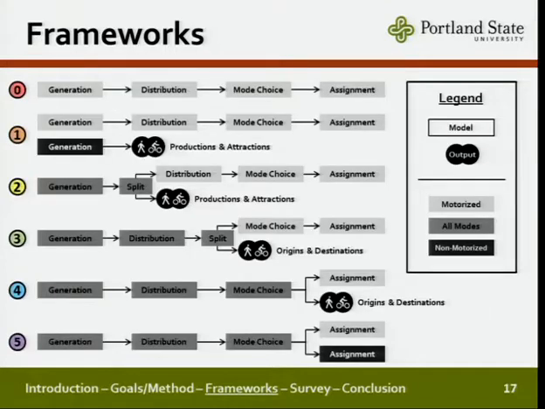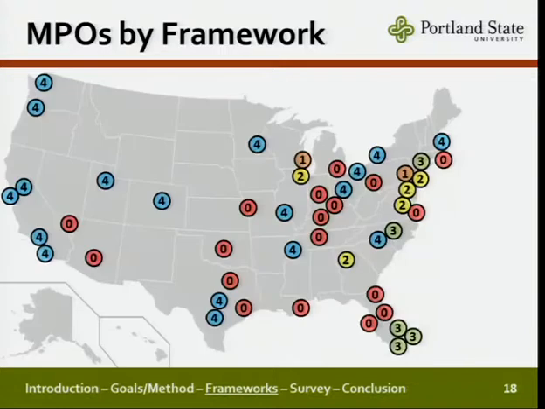So this is just a graph showing all of the different frameworks that I mentioned. We have Framework 0 at the top, all motorized travel. Framework 1, where it's a parallel process. 2 and 3, where there's a split before or after trip distribution. Framework 4, where it's within mode choice. And then Framework 5, where we're actually assigning pedestrian trips to the network. And on the next slide, I'll show a map of which MPOs use which framework. And you'll see the colored numbers are the same.